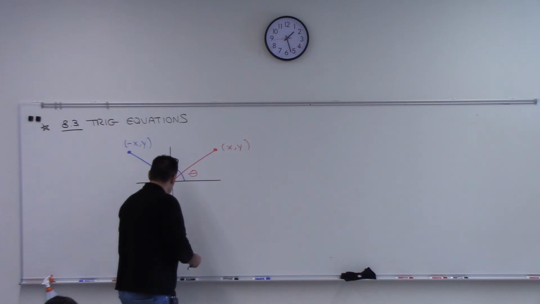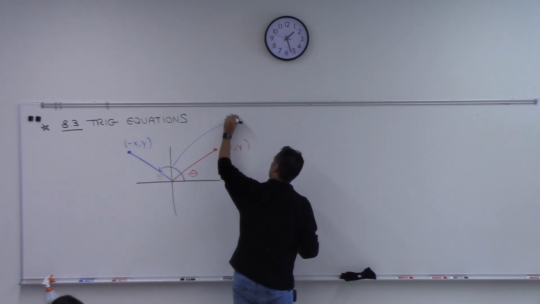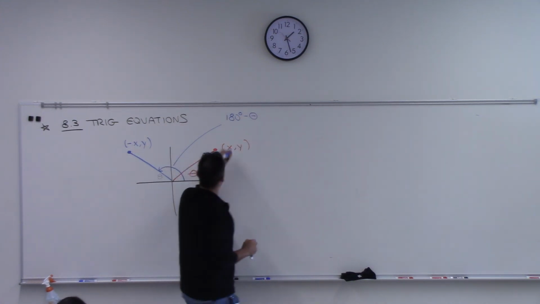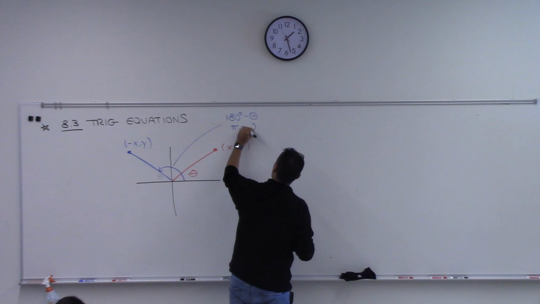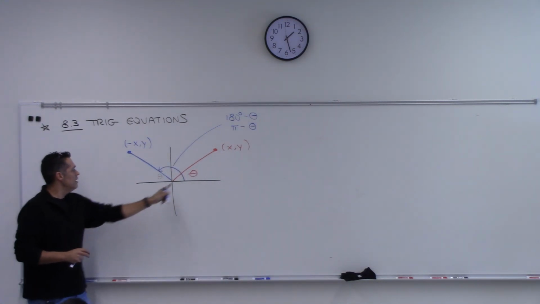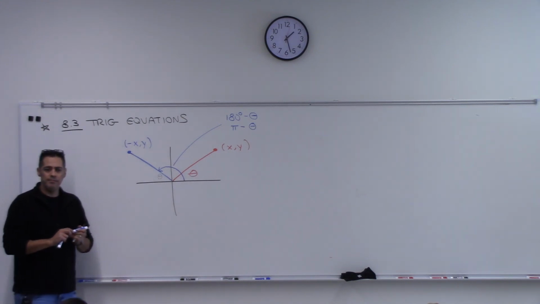Okay, so I'm going to write that down. This angle right here would be either 180 take away theta if it's in degrees, or it would be pi take away theta if it was in radians. It's one or the other, depending on how I give you theta. We all happy with that?